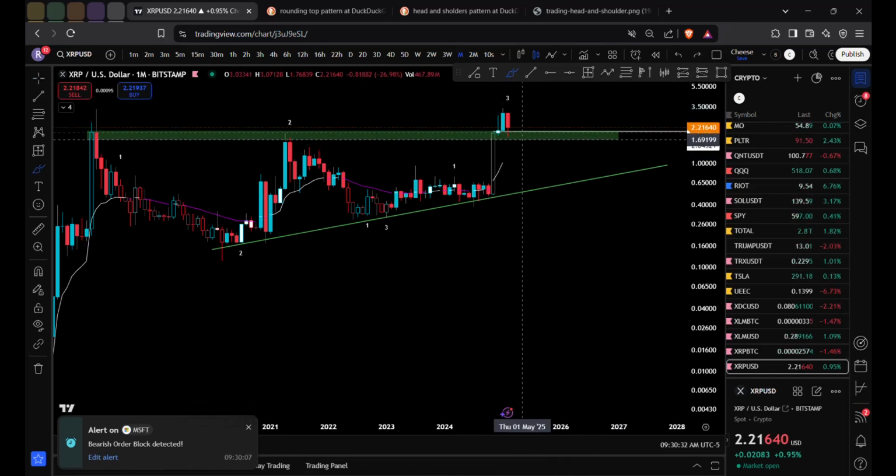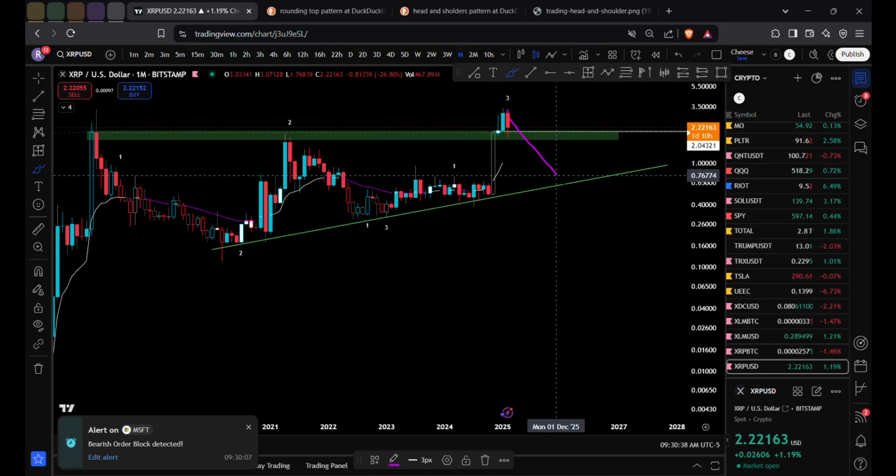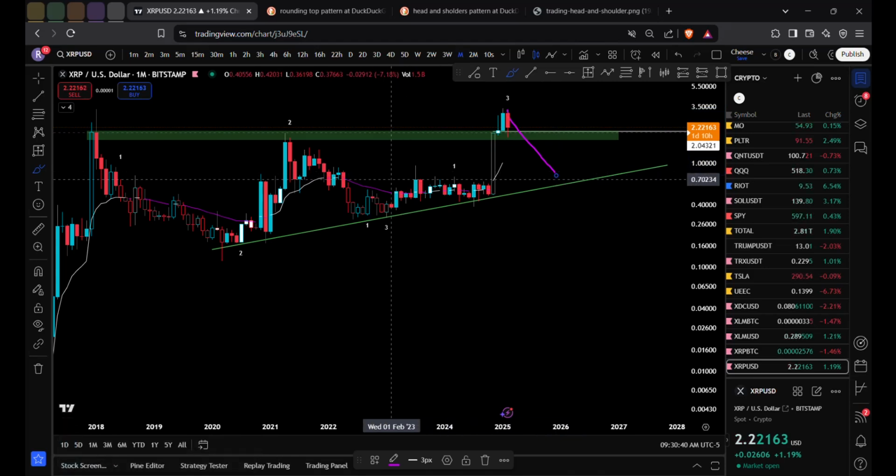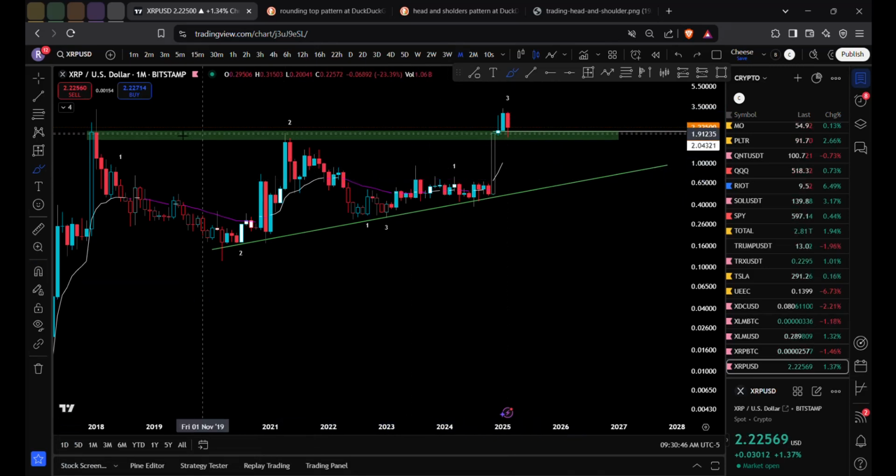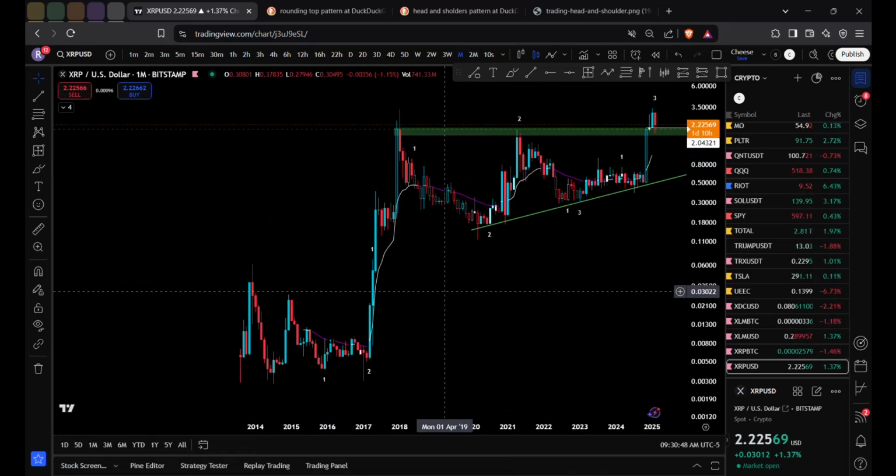Not the worst thing, but we need to see if this is a fake out or a breakout. If it's a breakout, we go to $5. If it's a fake out, we come back in and we retest 75 cents. It's that simple. I said it a very long time ago, and it's on the table because it's not proven yet. The market is still not proven yet. Bitcoin and everything needs to form a bottom, fill the gap, and then start heading back up.